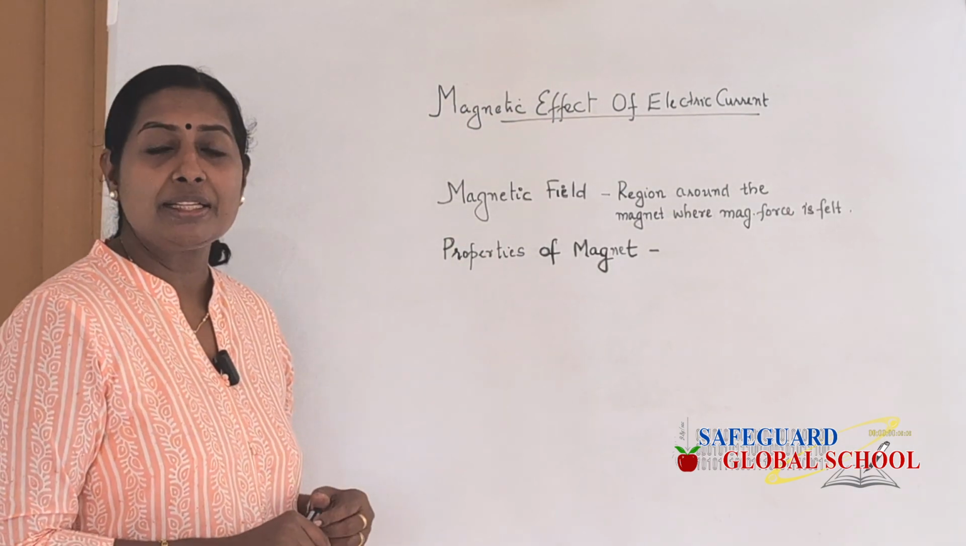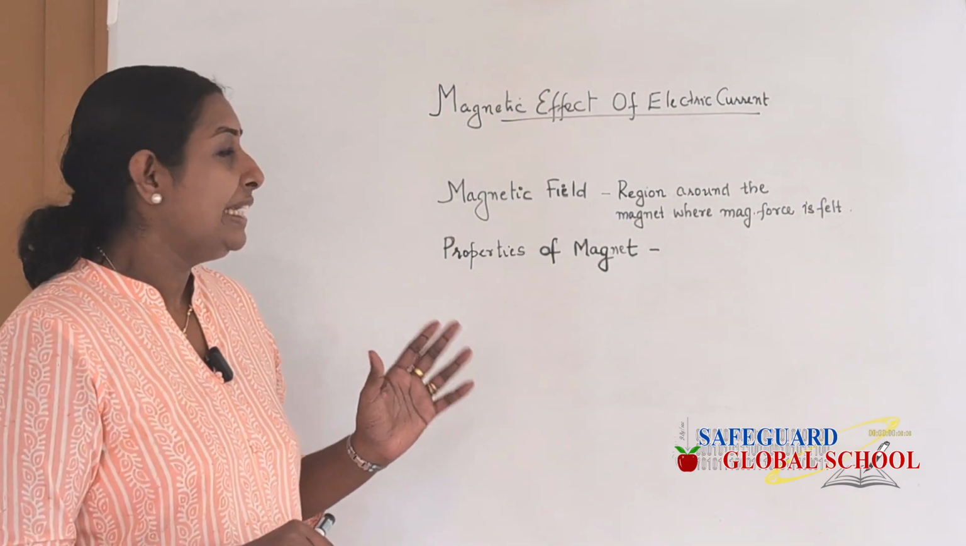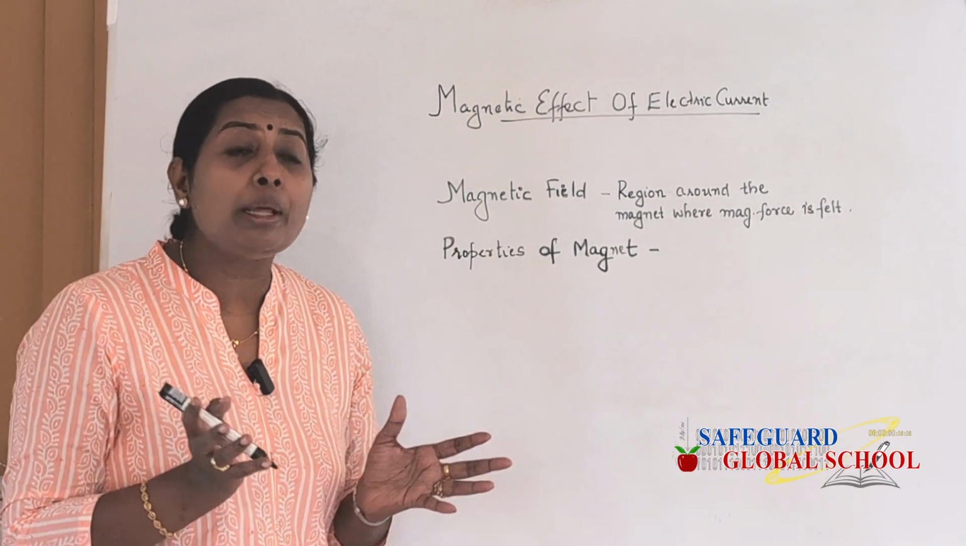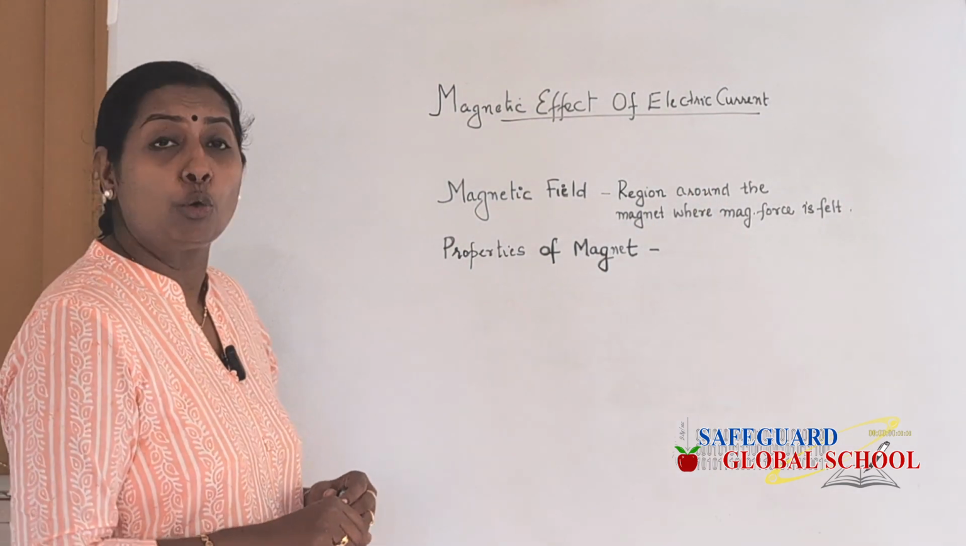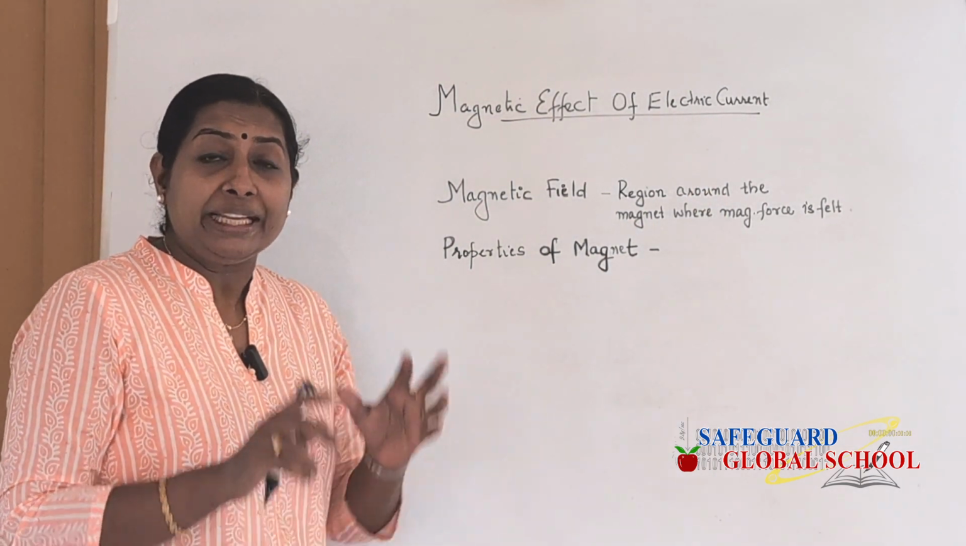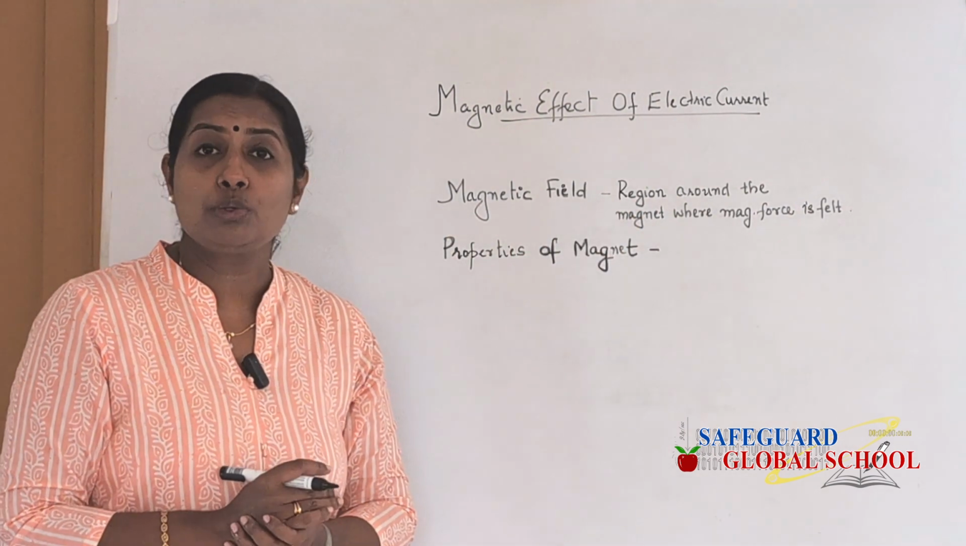Now we go to the concept of magnetic field. So how will you define magnetic field? It is the region around the magnet where magnetic force is felt. So what do you mean by a magnetic field? It is a region around a magnet where the magnetic force is felt.